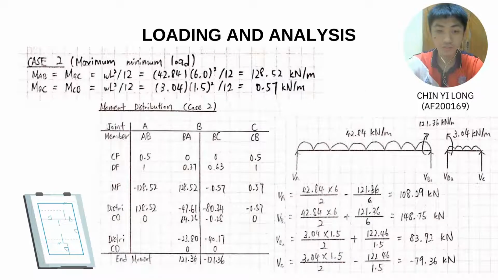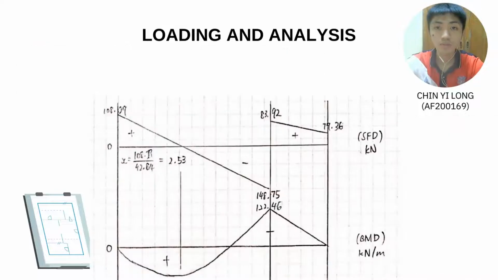For case 2, maximum-minimum load, MAB is equal to 128.52 kN per meter and MBC is equal to 0.57 kN per meter. The end moment in this case is 121.36 kN per meter and the maximum shear force is 148.75 kN. So the maximum bending moment found is 136.97 kN per meter.